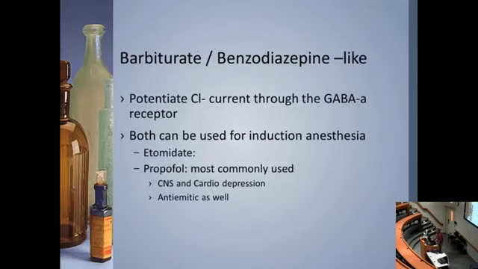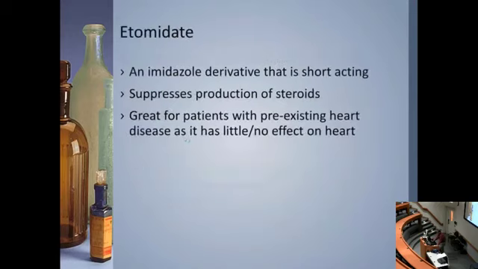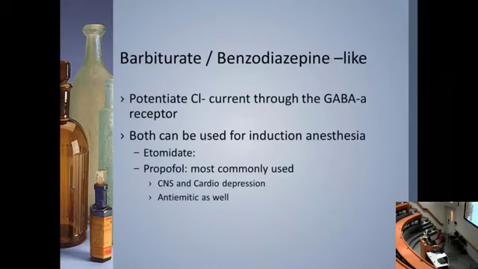The drugs that have a mixed acting barbiturate/benzodiazepine-like mechanism include etomidate and propofol. Propofol is the most commonly used. Etomidate is kind of falling out of favor. I don't even think I have much information, but I have some minor information about it. Propofol produces CNS and cardiovascular depression, and it's also an antiemetic. So that's another useful clinical outcome for that particular drug.